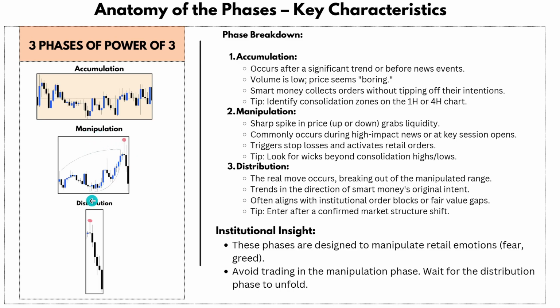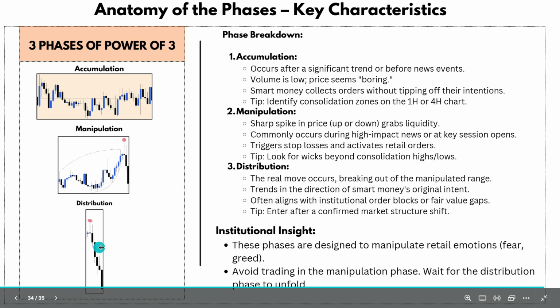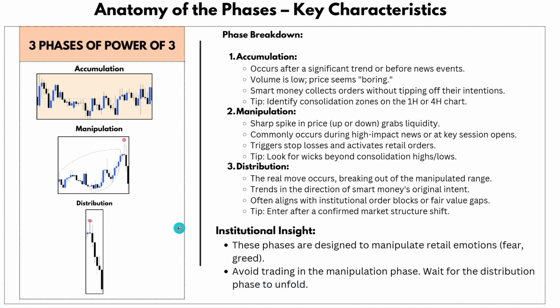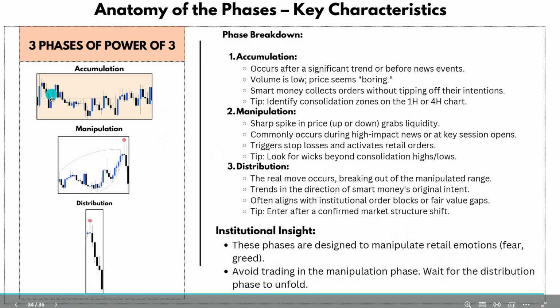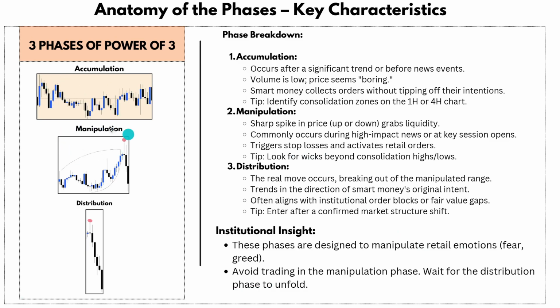We wait for price to give us a clean displacement lower and then a pullback to a zone, then we can distribute perfectly. Avoid trading in the manipulation phase and wait for the distribution to unfold. Just like I stated, we don't want to get involved in the accumulation or the manipulation. What we want to get involved in is the distribution phase. After price rallies higher and gives us a liquidity sweep on this push down lower, that's when we want to get involved.